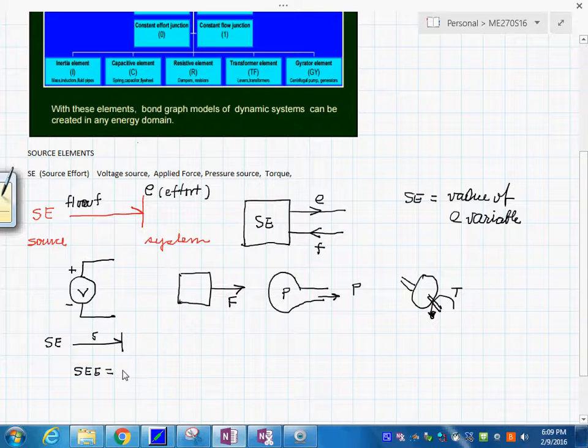Or if it is this kind of a hydraulic one, SE5. So we put the element, then we put a number next to it. So SE5 is going to be, what, 10 kilograms per meter square, like that. And if it is in a torque like that, SE5 is equal to 10, I think it's newton meters, the way in the units.